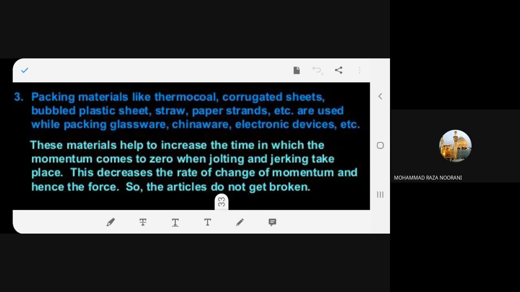You understood now? It is not allowing it to move, so the momentum is zero. In spite of jerking and jolting in transport, this packing material is not allowing the glasswares to move. So momentum is zero and the glasswares are not broken. Hope you understood better.